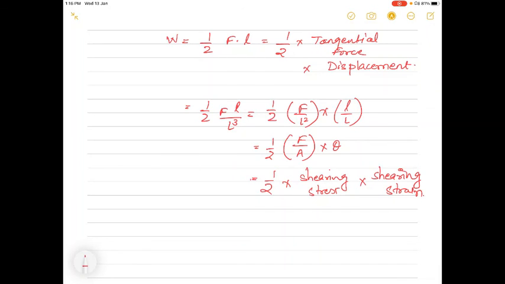So we see that work done per unit volume of the material in any kind of strain is equal to half of stress into strain, as we have seen earlier also, while finding the work done due to longitudinal strain or volume strain, while studying Young's modulus and the Bulk modulus.